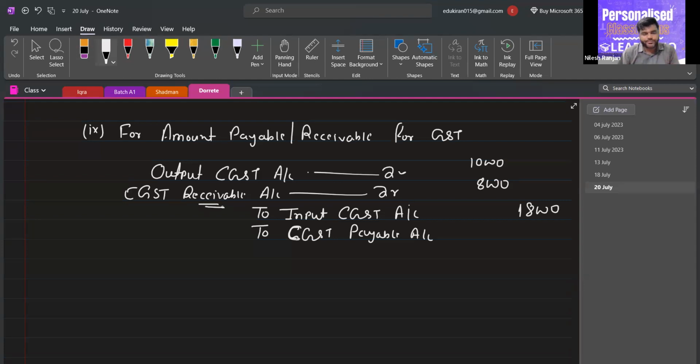Actually, CGST receivable and CGST payable are both balancing figures, and only one can be written in an entry at a time. Either you can write CGST payable or CGST receivable, because both situations cannot happen.